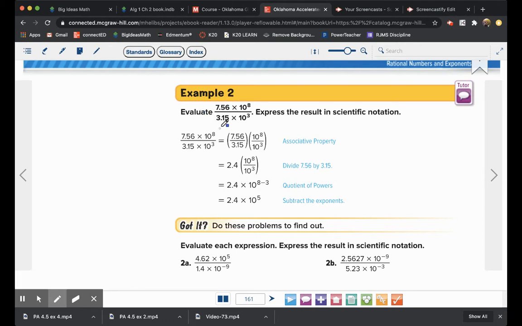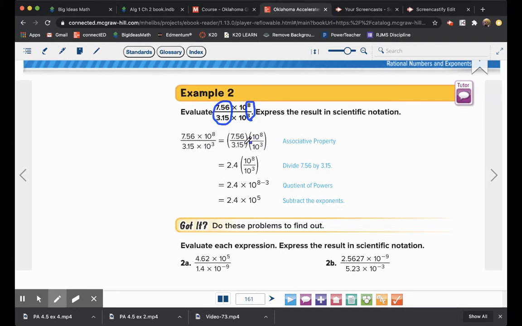So the first example says evaluate 7.56 times 10 to the 8th power over, which means divide, 3.15 times 10 to the third power. When it's written like this, it makes it very simple because they're both times 10 to an exponent. So we can just divide these front two numbers. And when we're dividing with 10 to the same number to exponents, you subtract your exponents. So they rewrote it here to show you. It's the same thing as having this.